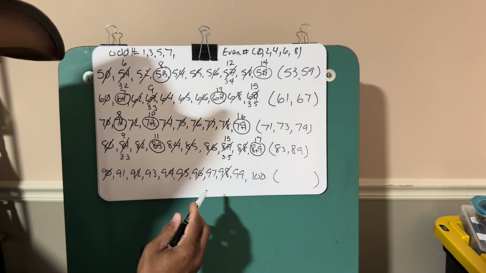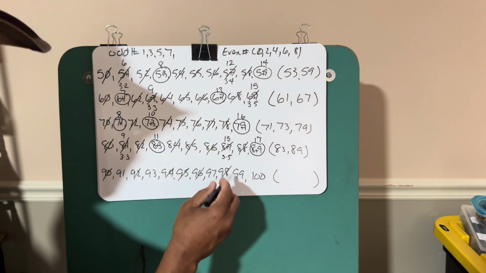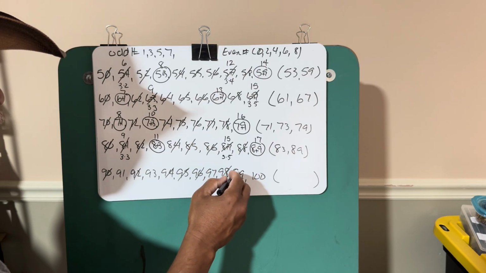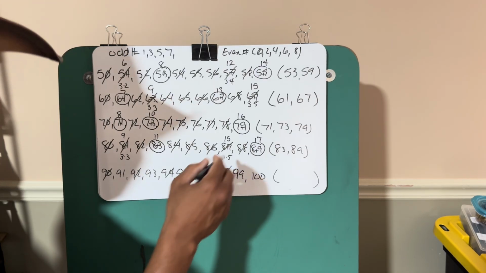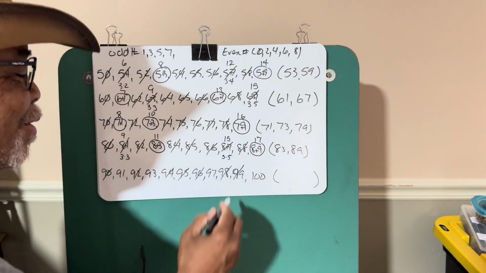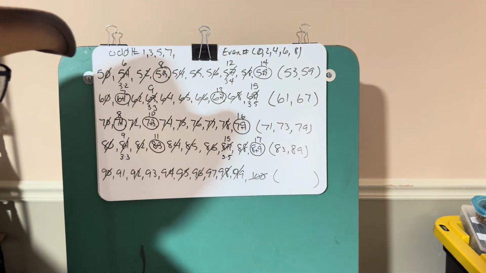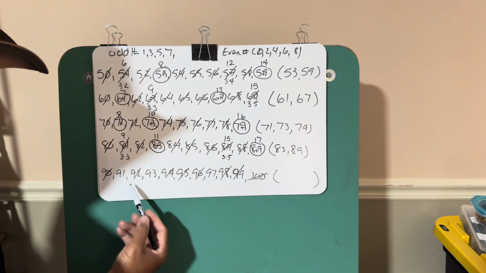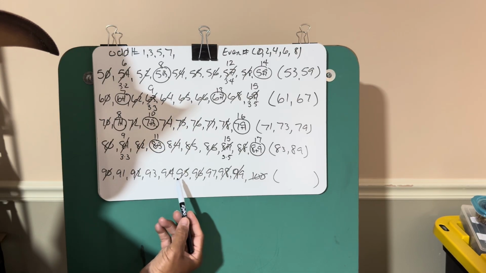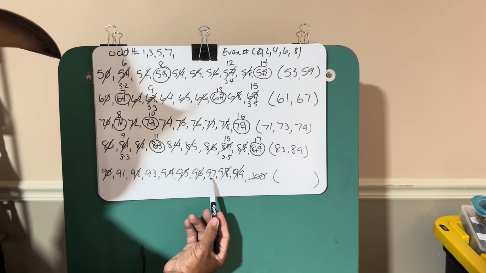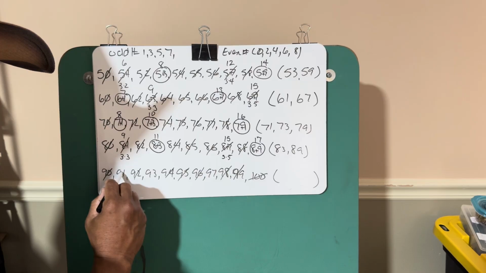Which one did I miss? 99. Remember, all double numbers share what? If you said 11, you handle it. Oh, we got a 0 here, so that takes out 100. So we're left with what? 91, 93, and 97.